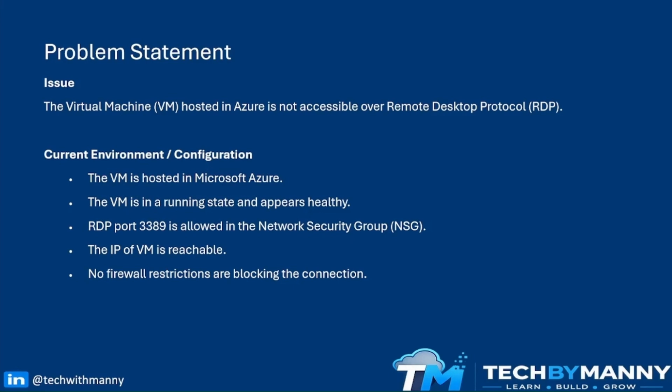Before we jump into any conclusion, let's also have a look at the current settings related to the virtual machine. So here we are. VM is running, RDP port 3389 is allowed, and IP of the VM is reachable. That's good. And above all, firewall is also not blocking any traffic. Okay, now this makes our problem statement a little interesting. These settings indicate everything is fine with my VM and I should be able to access my VM over RDP. So what's the issue? Why am I not able to get the remote access of my virtual machine?